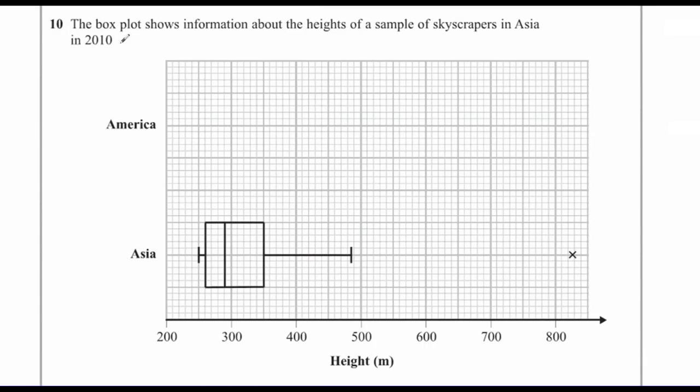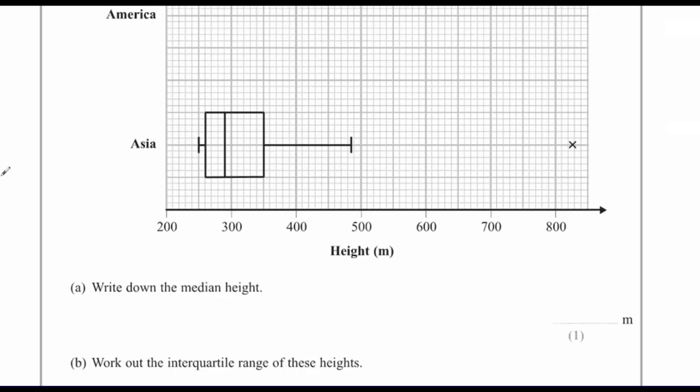Question 10. The box plot shows information about the heights of a sample of skyscrapers in Asia in 2010. So we can see that here. And remember, a cross stands for an outlier that doesn't fit with the original data. Write down the median height. Well, the median in the box plot is the one in the middle of your box. So it's read off here, and we need to figure out the scale. Halfway between 200 and 300 is 250, and we need to think, well, 200, 210, 220, 230, 240. It's going up in tens. 250, 260, 270, 280. That is 290. And the height is in meters, which is already done for you.